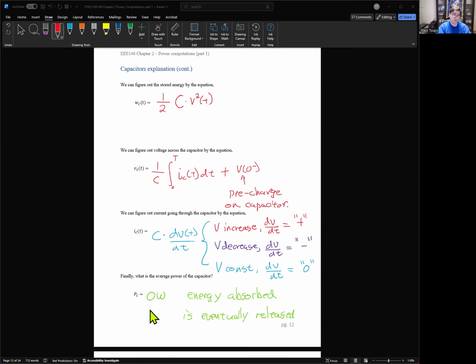So at the end of the day, when you go home at 5 p.m. and turn off the lights, the capacitor is going to give the energy back. So the net energy absorbed by the capacitor, or the average power, is always going to be 0 because it doesn't do any work. You can't destroy energy, you can't create energy, it just temporarily holds it for you.